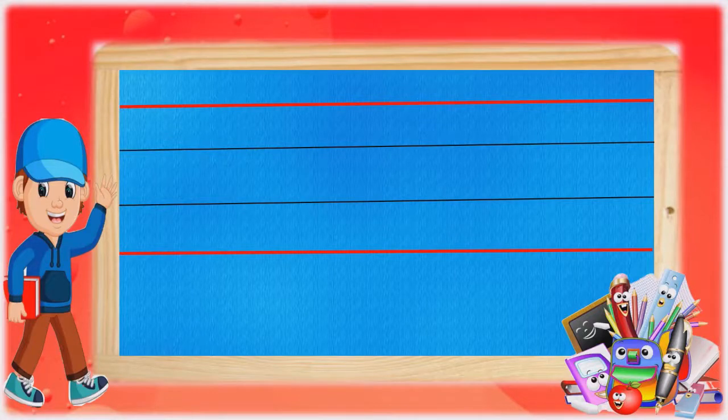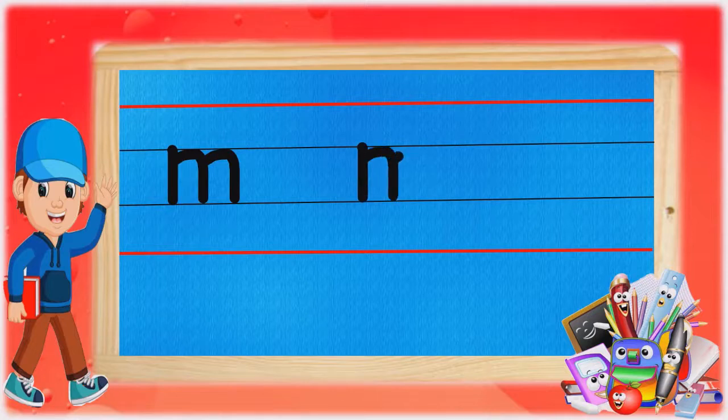Now we will write small m. Standing line with two small curves makes small m. Again we write small standing line with two small curves make m, small m.